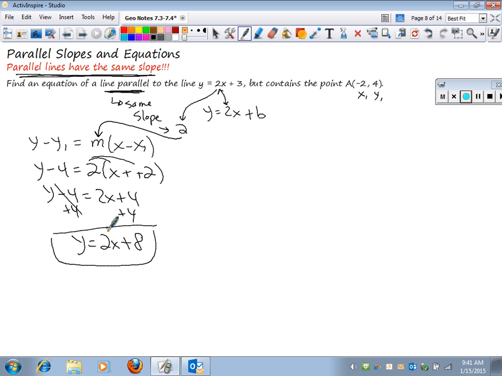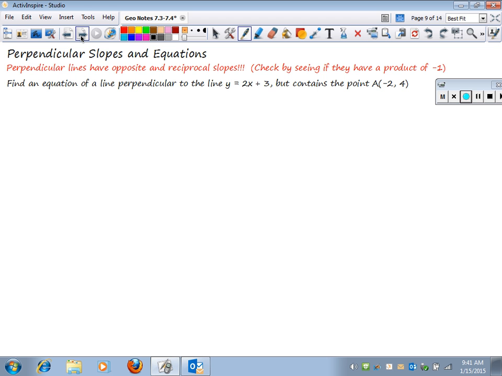Now perpendicular works exactly the same way, except how do we get a perpendicular slope? Well, they're right here. Opposites and reciprocals. This is a test. You test it by seeing if they have a product of negative 1. If you multiply two slopes together and you get negative 1, then you know they were perpendicular slopes. You know that they're going to make 90-degree angles.